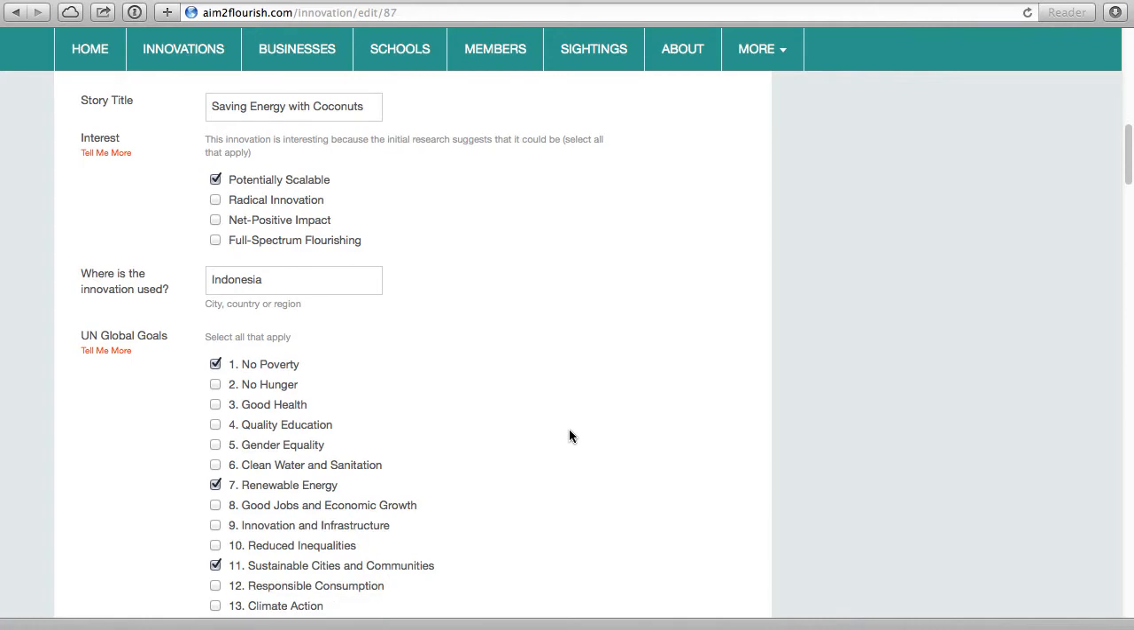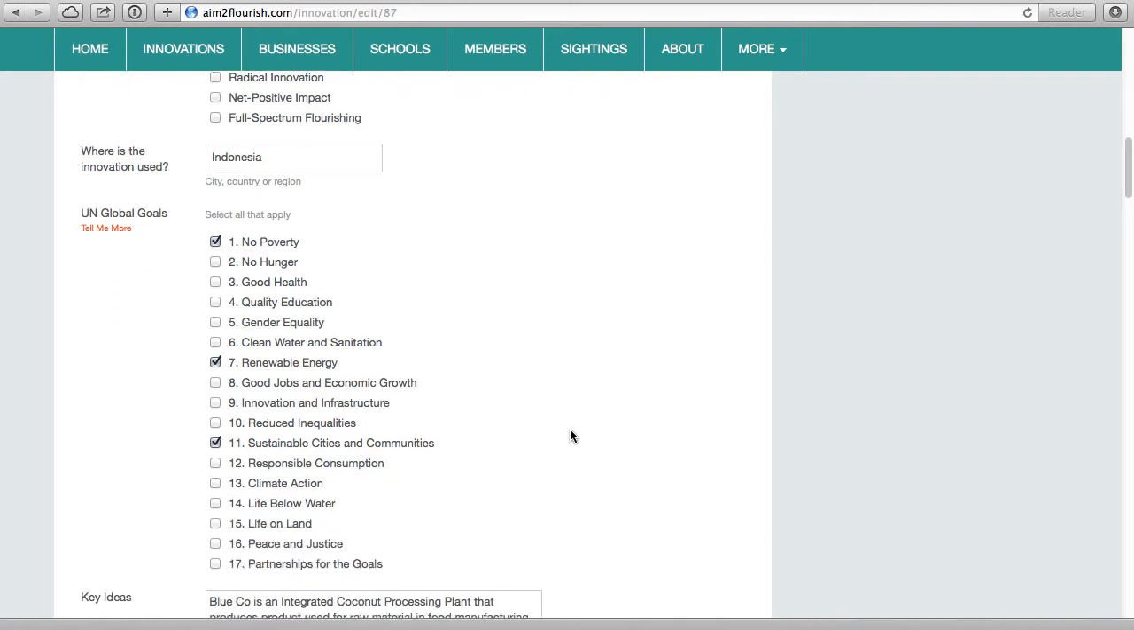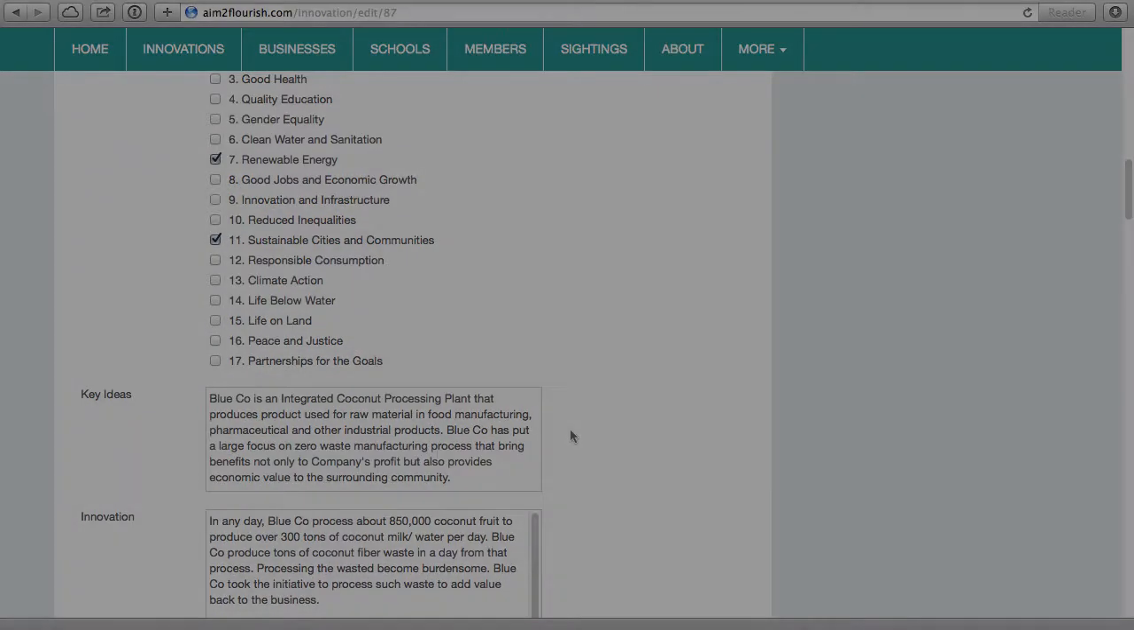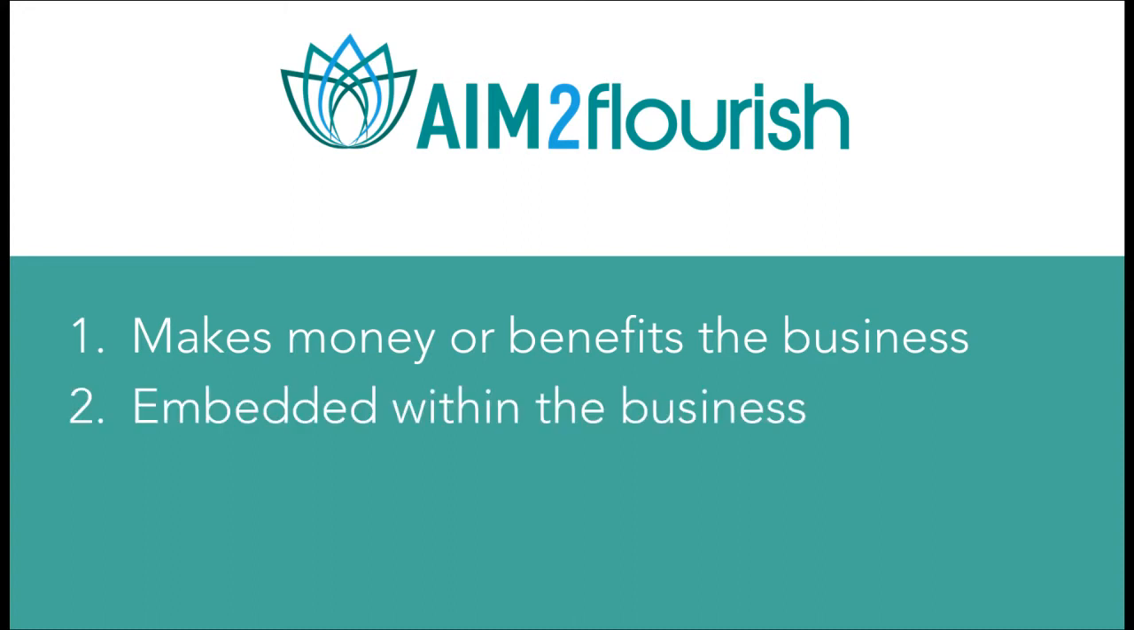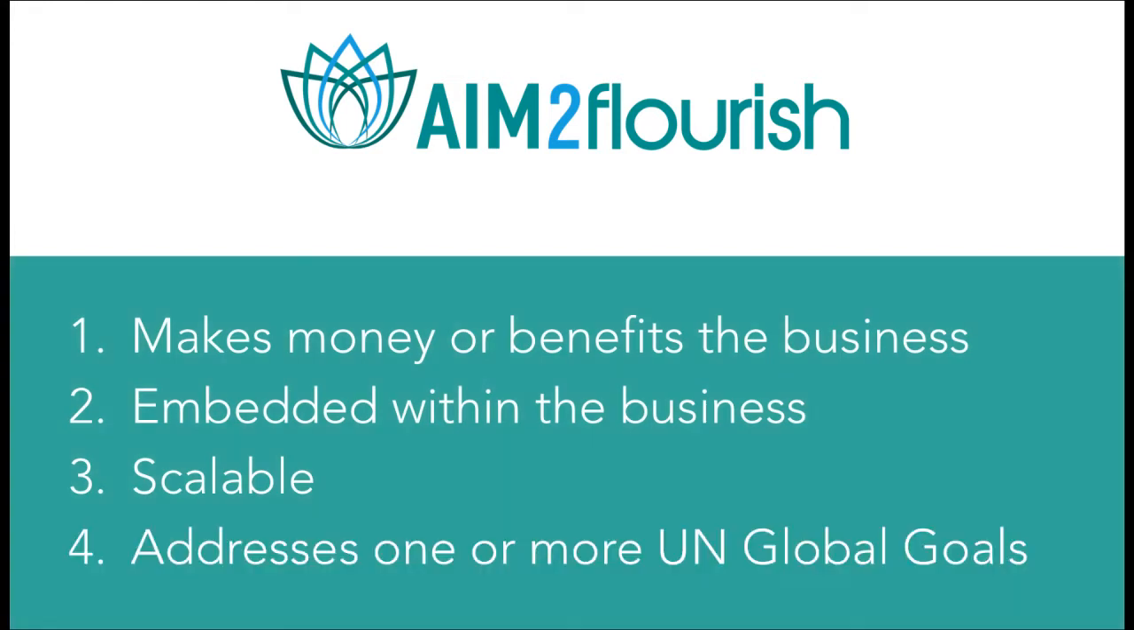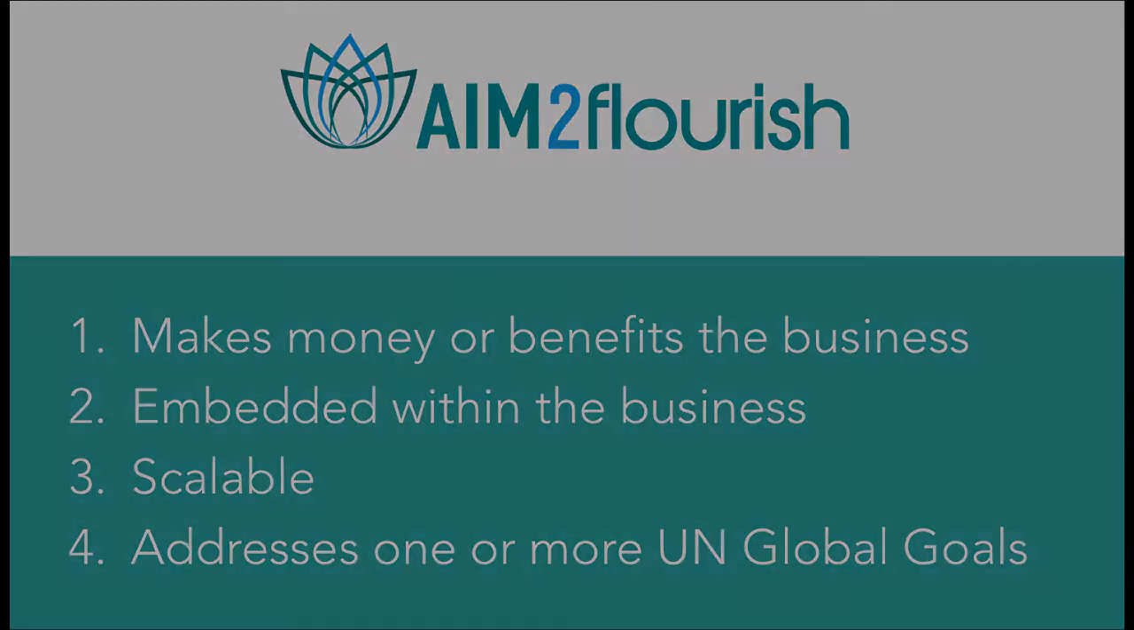As a professor, you are asked to challenge each proposed submission for adherence to the following AIM2Flourish guidelines. First, the innovation should make money or benefit the business. Second, the innovation is embedded within the business. Third, the innovation is scalable. And fourth, the innovation helps achieve one or more of the UN Global Goals.